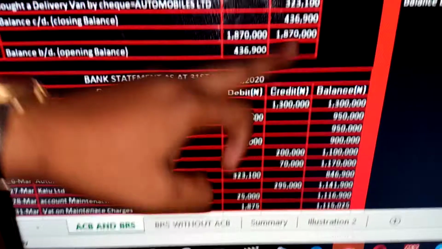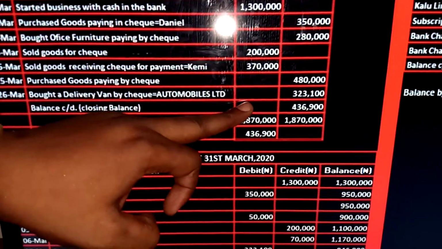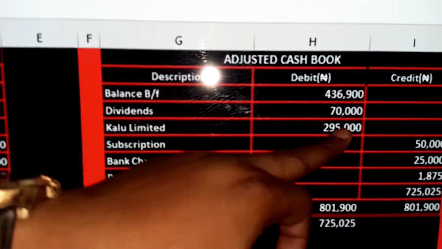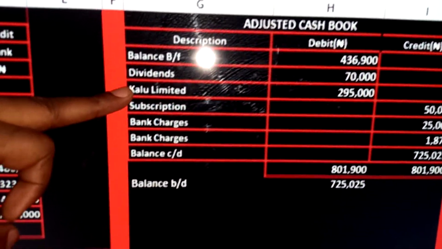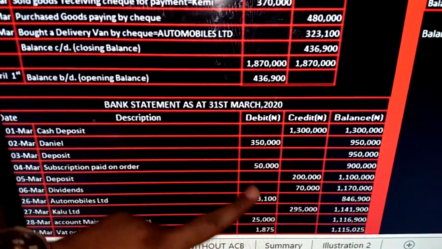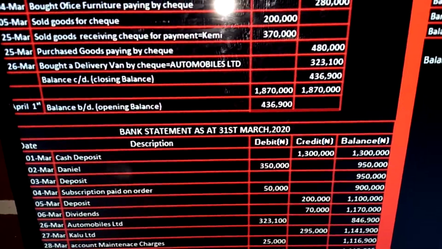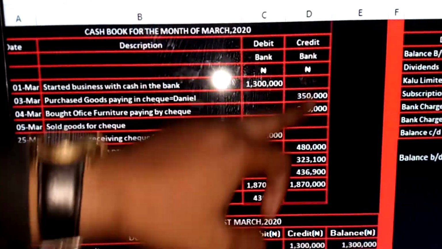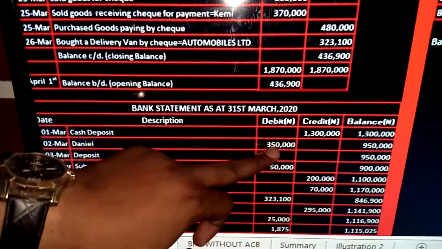Is it in the debit side of the cash book? No. So we'll pick it straight to the debit side of the adjusted cash book. We have 295 and we have Carlo Limited. That's it for here. The next one is the debit side of the what? Bank statement. Whatever is in the debit side of the bank statement must be in the credit side of the what? Cash book. So what do you have here?